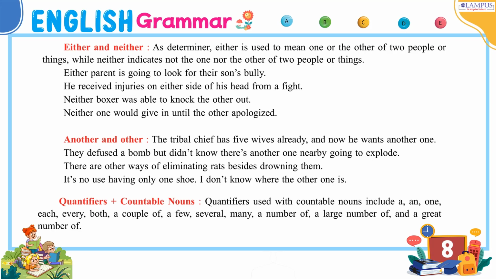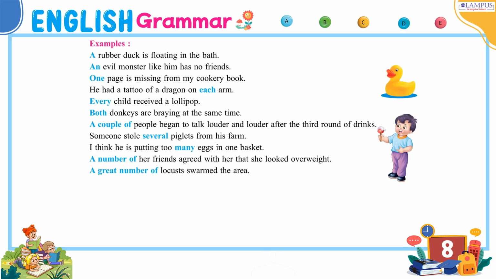Quantifiers plus countable nouns. Quantifiers used with countable nouns include a, an, one, each, every, both, a couple of, a few, several, many, a number of, a large number of, and a great number of. Examples. A rubber duck is floating in the bath. An evil monster like him has no friends. One page is missing from my cookery book. He had a tattoo of a dragon on each arm. Every child received a lollipop.